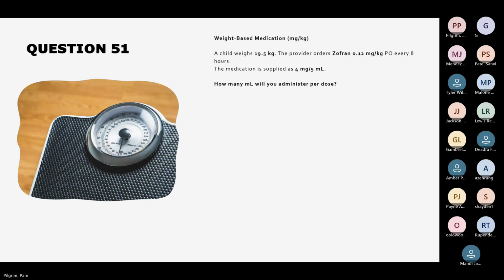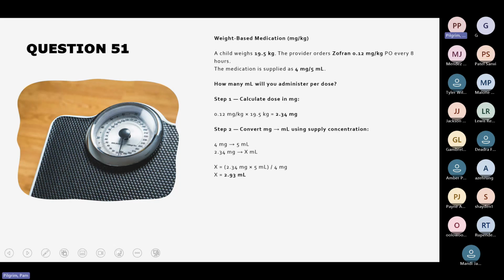All right. So the first step in calculating this is to take the 0.12 milligrams per kilogram and multiply that by the kilograms. The child weighs 19.5 kilograms, and that equals 2.34 milligrams. And then you've got to convert the milligrams to mLs using the supply concentration.